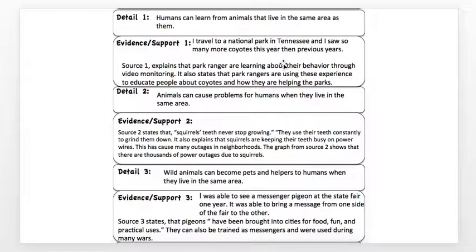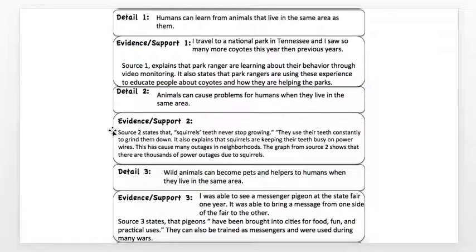So those were the pieces of evidence I had to support my first detail. Like I said, you might have some different pieces of evidence, and you're more than welcome to use some of mine. My second detail is that animals can cause problems, and we read quite a few pieces of information from these articles that talked about how animals caused some problems, mainly squirrels.